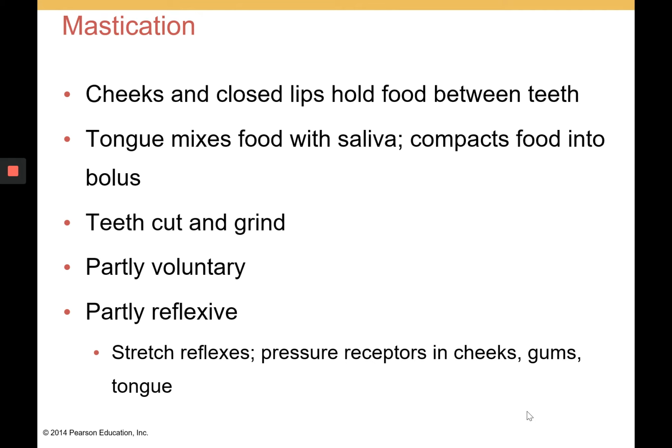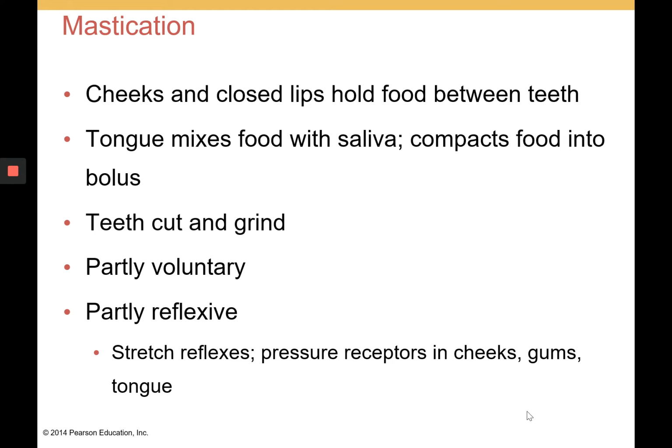Mastication is when the cheeks and the lips are closed and we're holding food in our oral cavity, and we move our tongue around and use our teeth to grind and cut food. So this is going to be partly reflexive and partly voluntary movement. So ingestion includes voluntarily chewing food and moving it around, but part of it's reflexive because of stretch reflexes and pressure receptors that we find in the cheek, gums, and tongue. During mastication, we mix the food with saliva and we compact it.